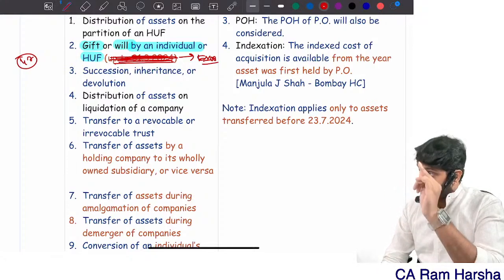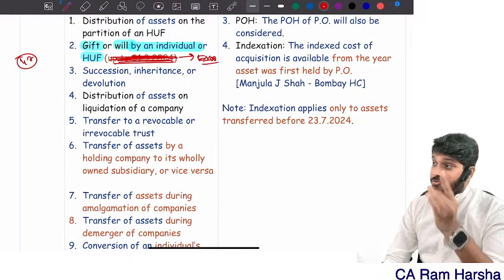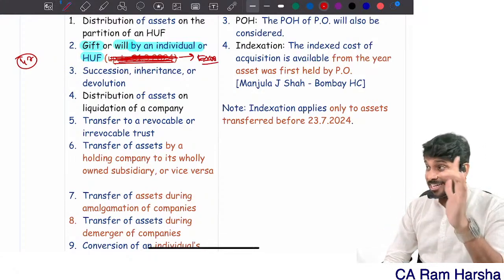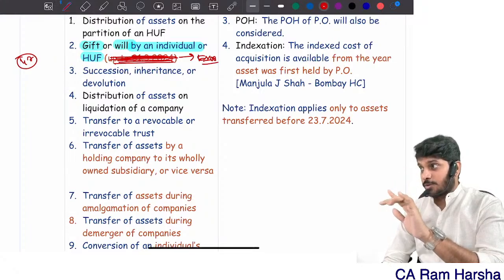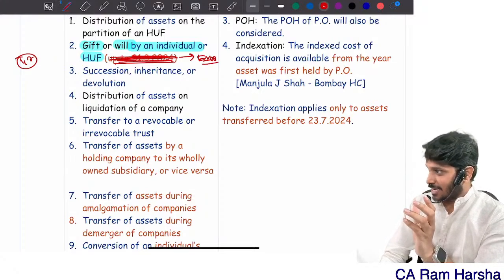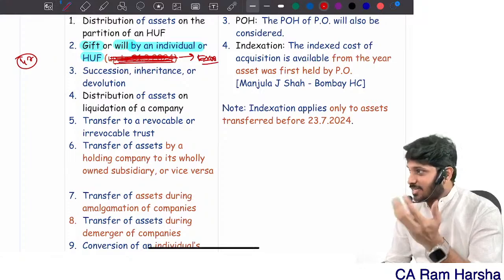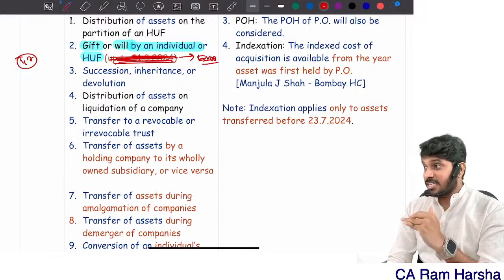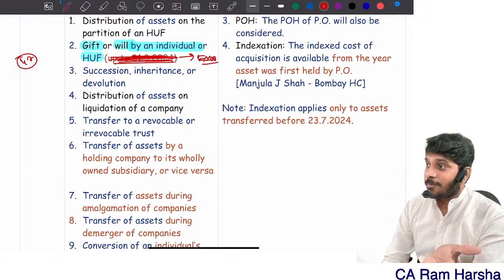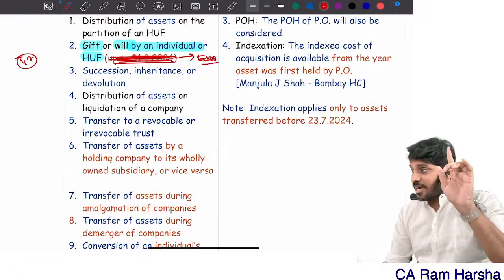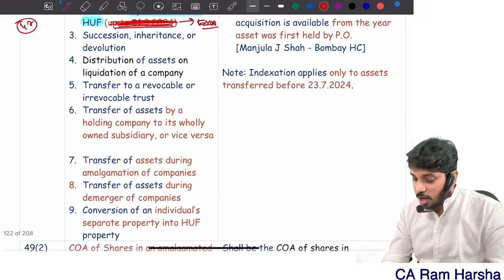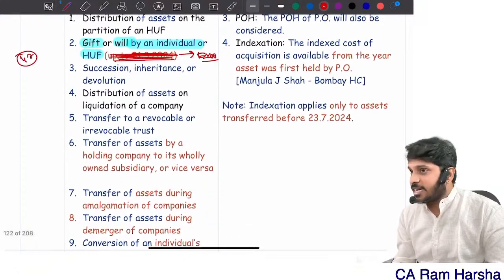Now, what is section 47? Remember, 2 subsection 47 is the transfer definition, and 47 is exemptions from transfer. There is a logic, a link between them. 2 subsection 47 is the transfer definition; 47 says which are not treated as transfer. Some list is given, and the majority of that is copy pasted here also in 49 subsection 1.